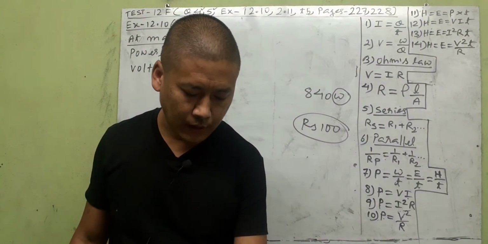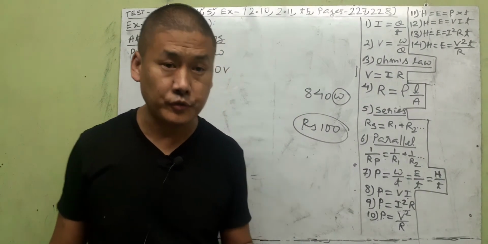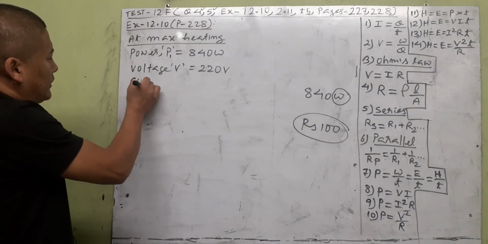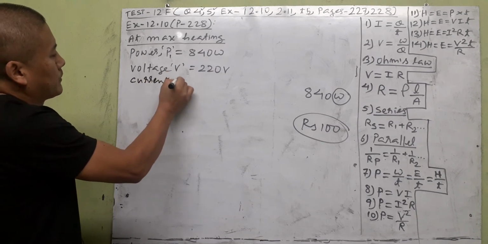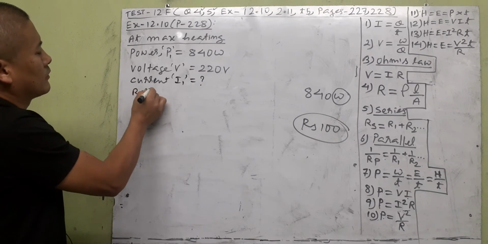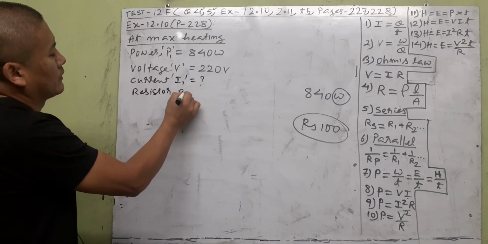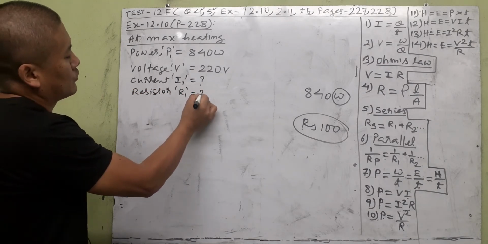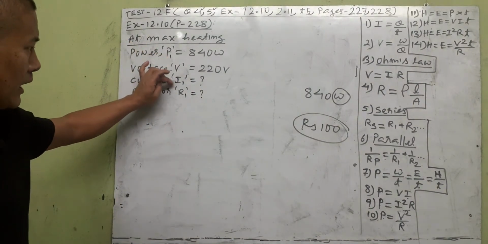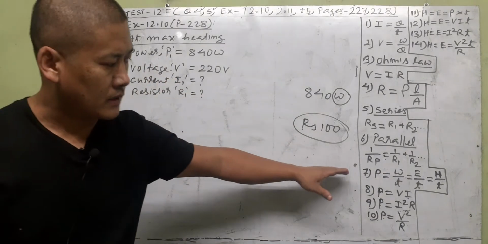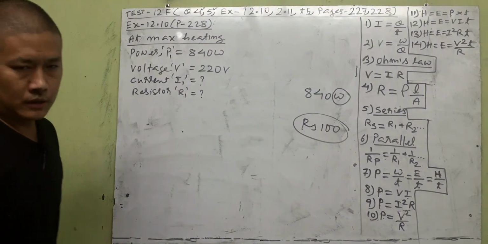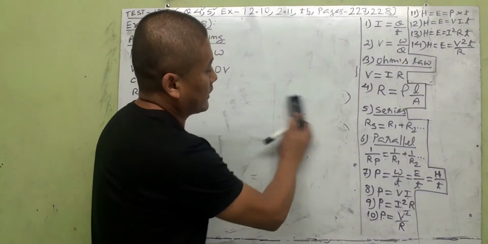Now, what are the current and resistance in each of these two cases? Case one, this one. Let us put current I1. What is the current? And what is the resistance of the heater at maximum heating, R1? These two we have to find. Now you have P and V, and I and R we have to find out. Which is the formula? 7, 8, 9, like that. That is the only process we need to learn, how to pick the right formula. So let us check now.